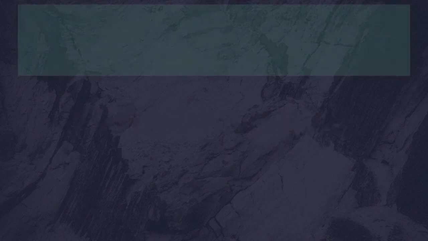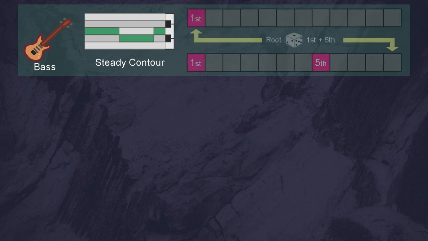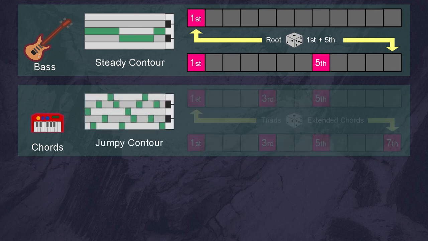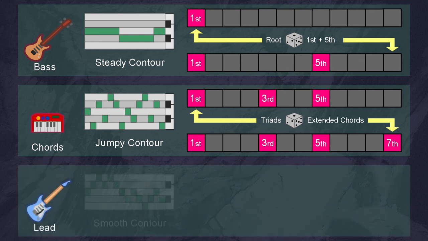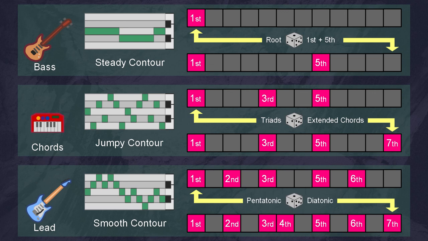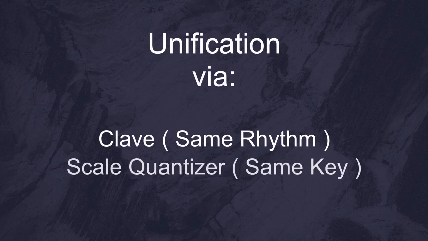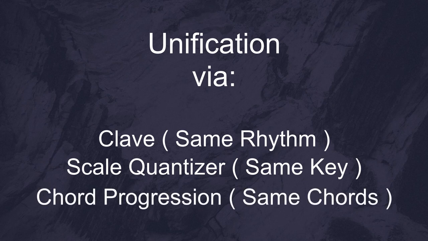For example, a bass line might feature a steady contour, so we might stick to simple intervals, like the root note or the fifth. To play chords, we might use a different contour pattern and stick to the intervals of the triad or extended chords. And the lead instrument might have a smooth contour and play in either a pentatonic or diatonic intervals. And since everything is working to the same rhythmic base of the clave and are quantized to the same key with the scale quantizer and are playing the same chords, everything will stay unified.